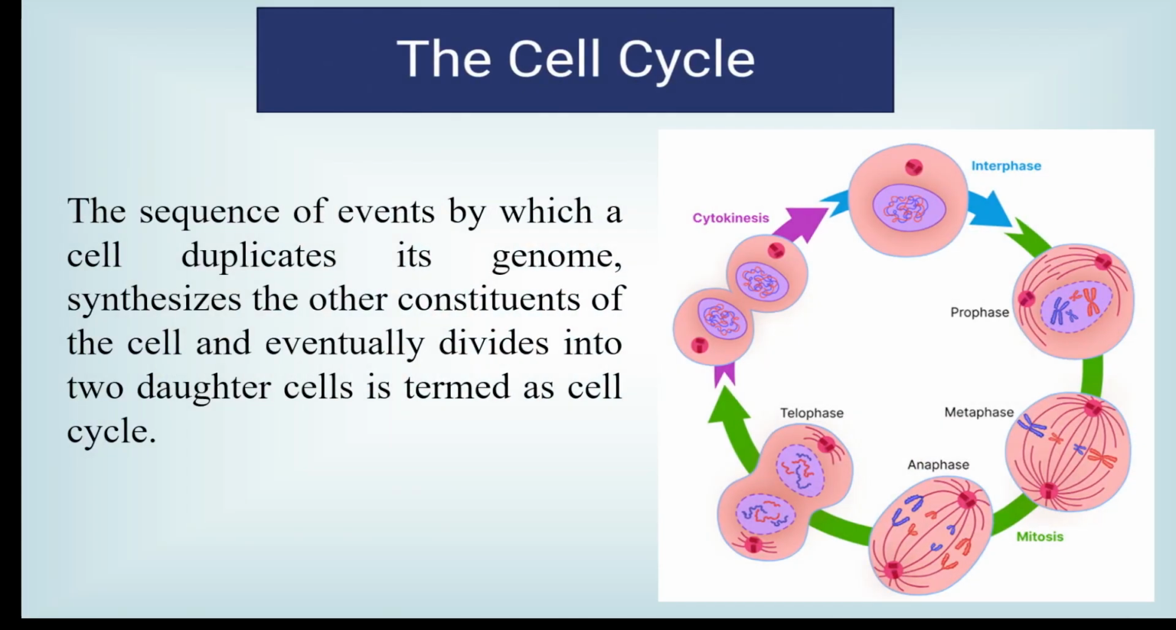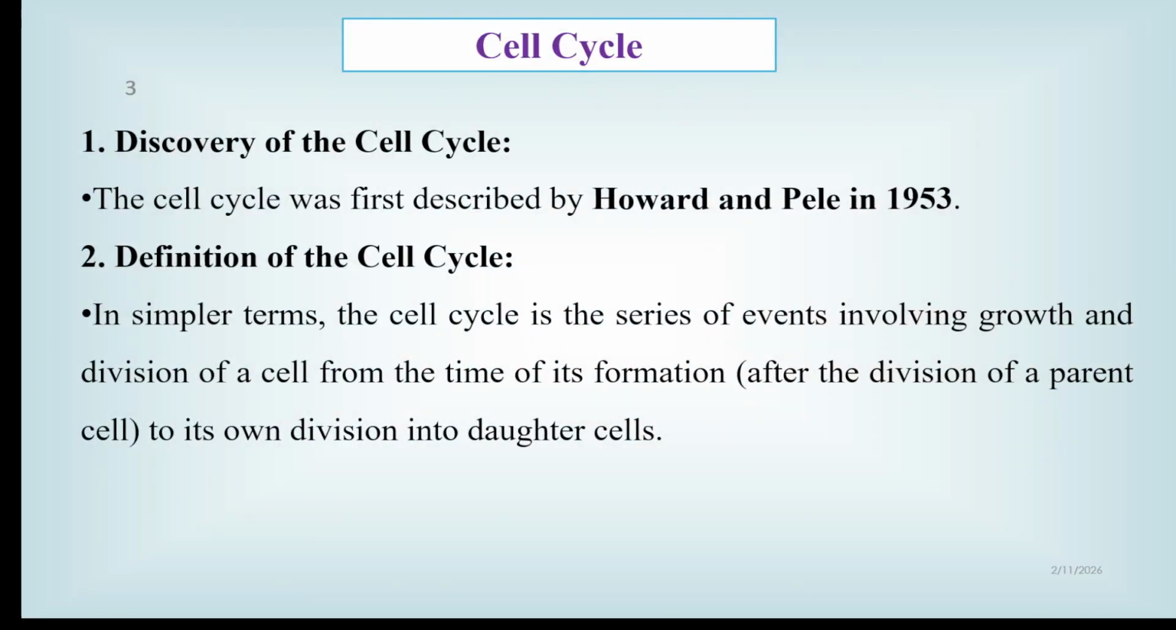So what is a cell cycle? The sequence of events by which a cell duplicates its genome, synthesizes the other constituents of the cell, and eventually divides into two daughter cells is termed the cell cycle. The cell cycle was first discovered by Howard and Pelc in 1953.